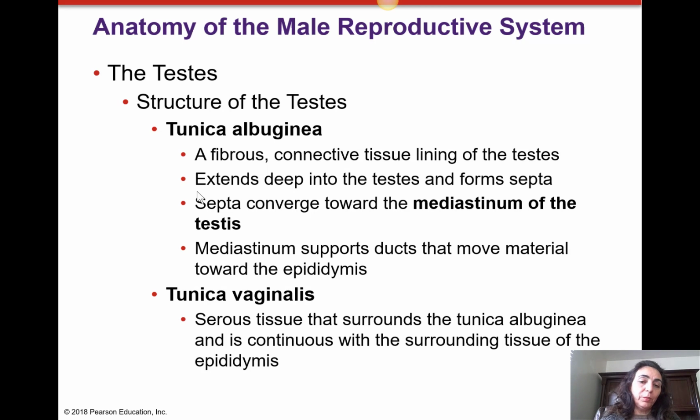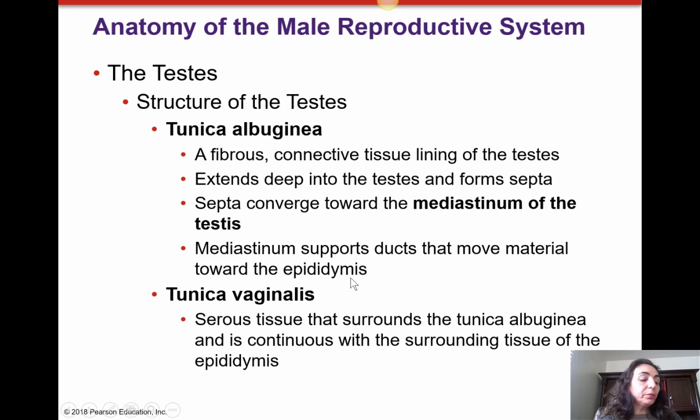It forms some septa, and between all these septa make some compartments inside of the testis, and those septa converge toward the mediastinum of the testis, the location that then continues toward the epididymis. We call it mediastinum of the testis. Now mediastinum supports ducts, and those ducts move material toward the epididymis, right?